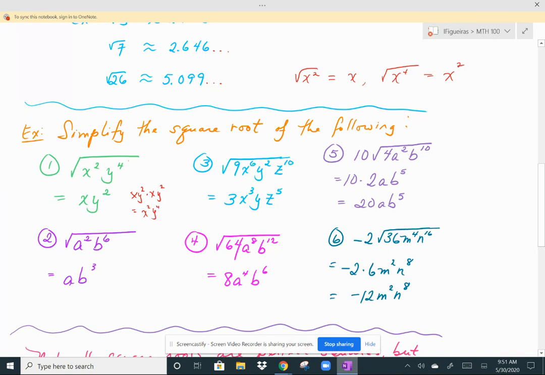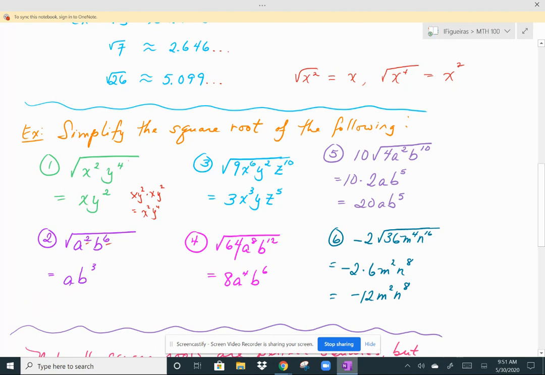Okay, so let's look at number 2. I have the square root of a squared b to the 6th. Again, the exponents are even, they're divisible by 2. So in order to get the square root of that, you just divide each exponent by 2, and it comes out of the radical, and so you get a b to the 3rd.